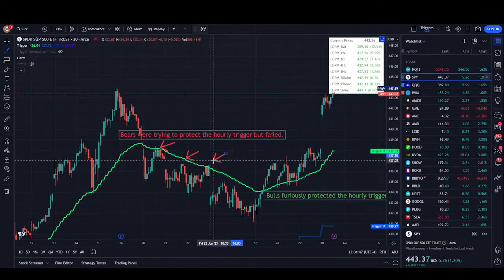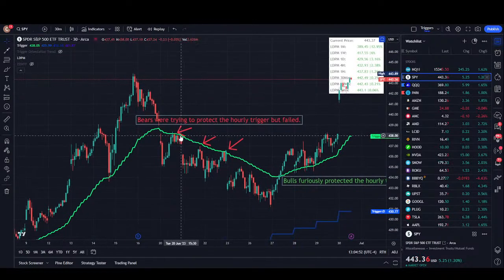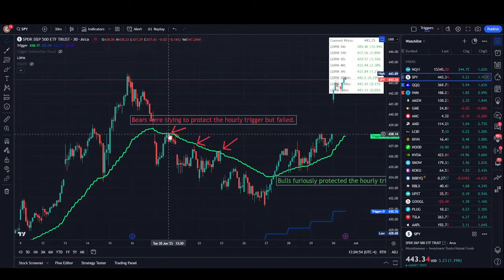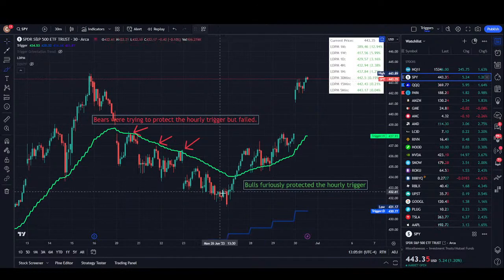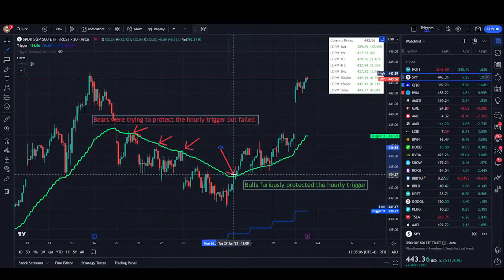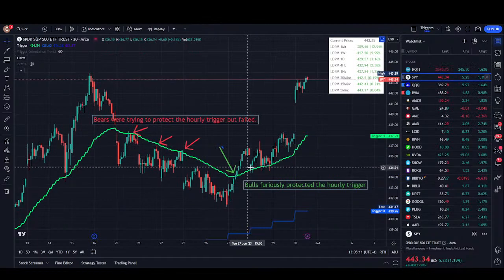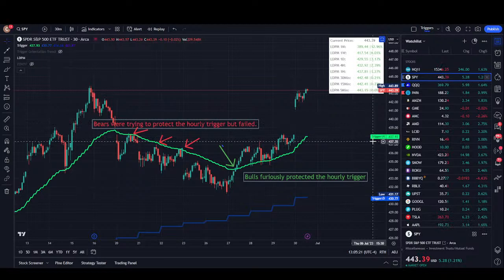Yeah, to the upside. It's so beautiful when you look at the chart and see bears protecting price from moving above the hourly trigger countless times, and then bulls finally get that gorgeous break right there. That was Tuesday. That beautiful break, and then from there you see bears fighting to push it back down through, but bulls furiously protecting the hourly trigger, leading to just more upside. It's amazing to just watch the battleground.